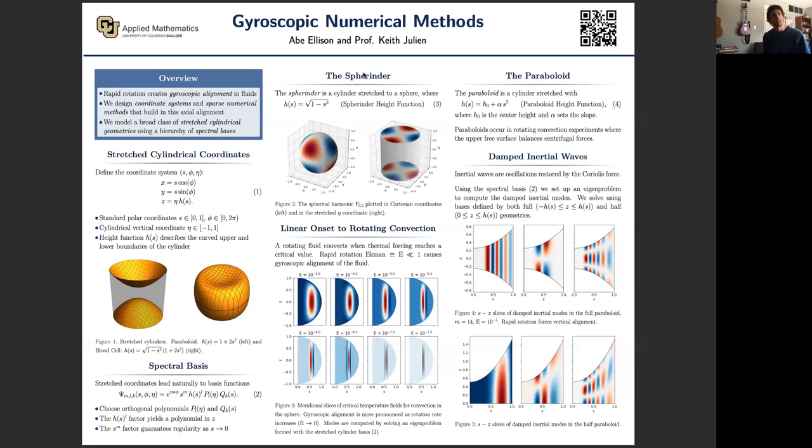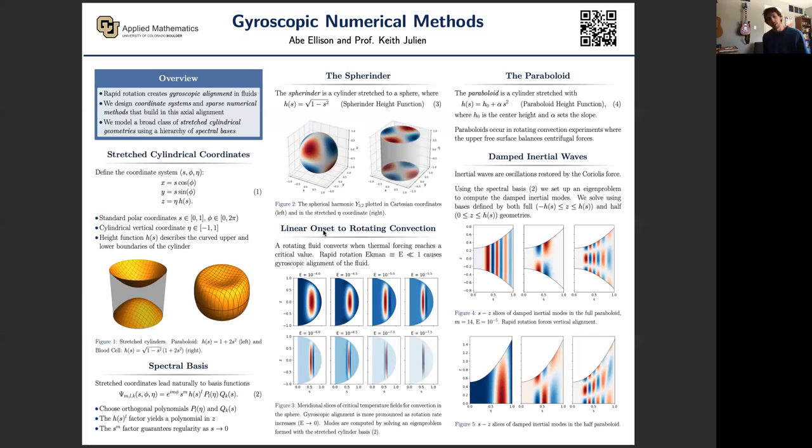So the first example is the sphere. We have this square root of 1 minus s squared height function. So on the left here, we have Cartesian coordinates. It's our sphere with a spherical harmonic painted on its surface. And then on the right, we have our cylindrical coordinate, eta. And you can see this entire surface, the cylindrical bounding surface, maps to the equator of the sphere. So we did introduce a coordinate singularity, but because we have this h of s to the l factor in our basis functions, we explicitly handle that singularity. It doesn't become a problem for our numerical methods.